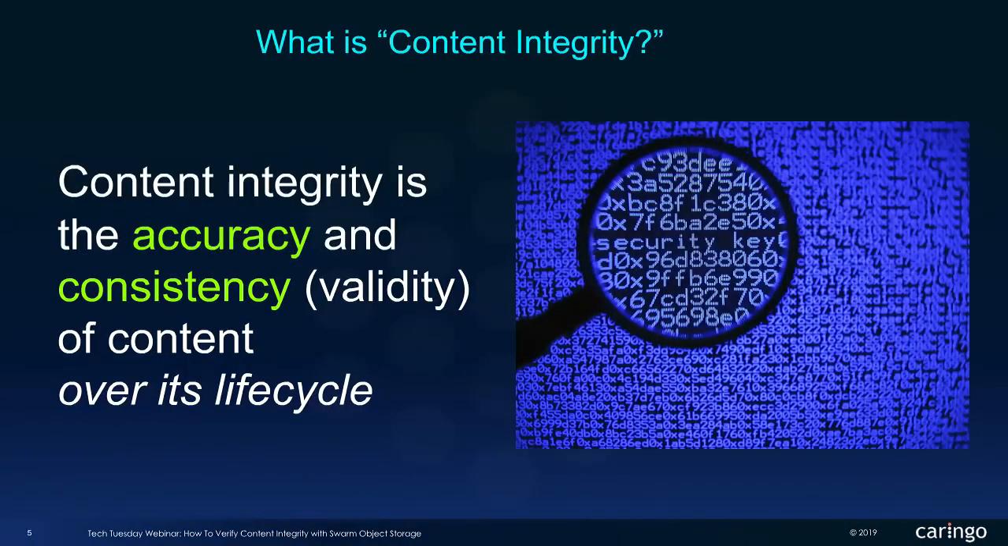So just to kick things off, when we're talking about content integrity, what's the definition we're going by? What's our approach? To us, content integrity is the accuracy and consistency or validity of content over its life cycle. From the time it's created to when it's written into storage, it's maintained, it's protected from bit rot by the storage system itself, up to the point that it's deleted. So we want to make sure that we're maintaining the accuracy and consistency or validity of that content from the time it's created to the time it's deleted.